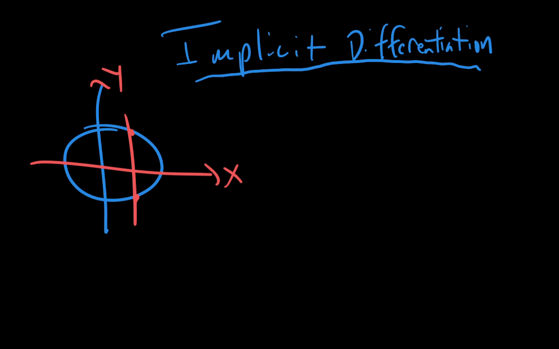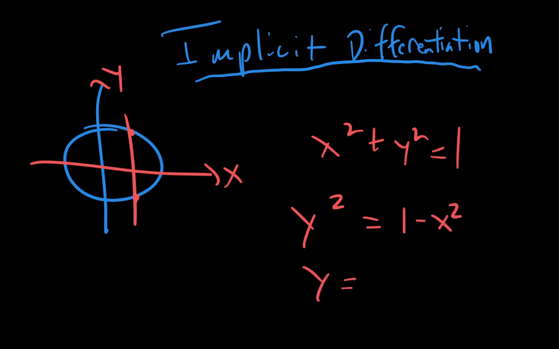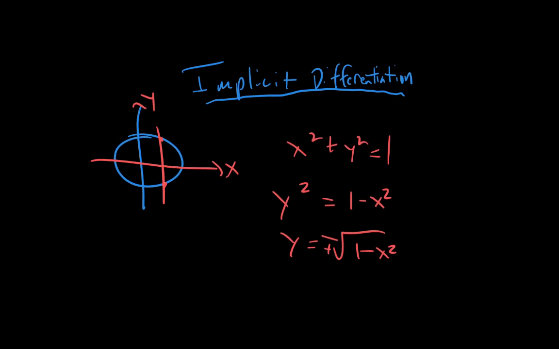So we can write that as x squared plus y squared is equal to 1. Solving for y, and then taking the square root, plus or minus. Now we could take the derivative of this, and it would involve the chain rule.